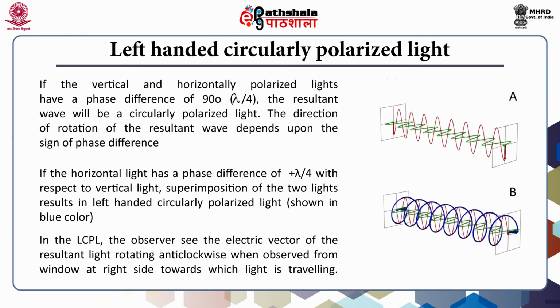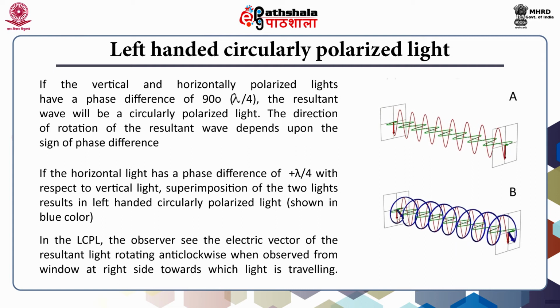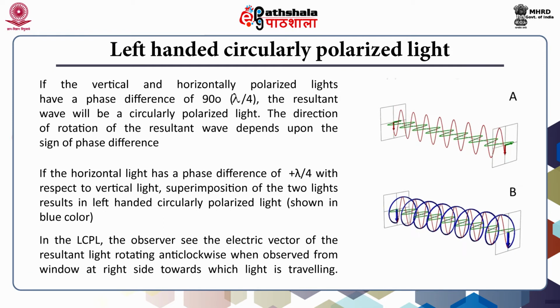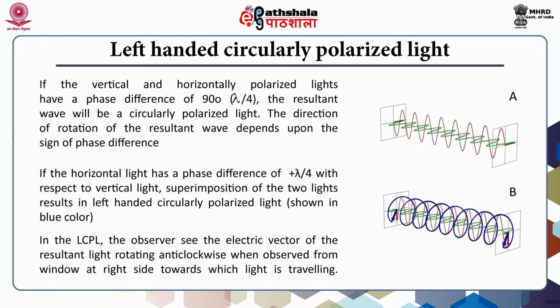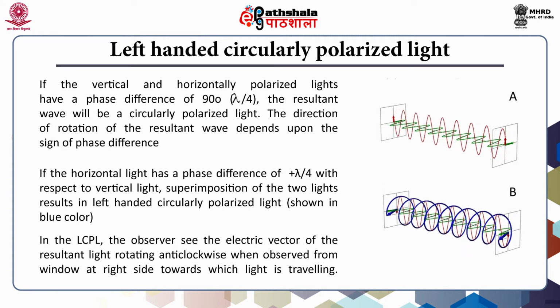In this case, the resultant wave, because of the superposition of these two waves, is rotating anti-clockwise. If you are standing on the right side watching the wave coming toward you, you will see the resultant vector, which is shown in blue color, rotating anti-clockwise. So this wave is called left-handed circularly polarized light.